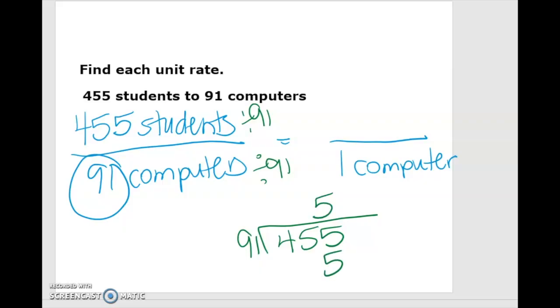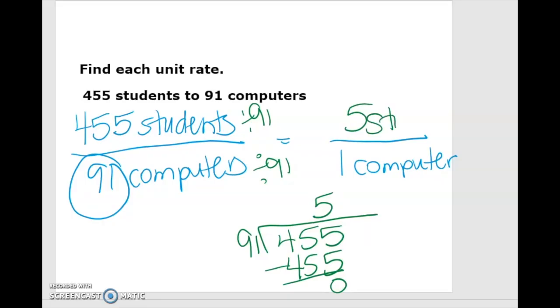5 times 1 is 5. 5 times 9 is 45. And look at that. Worked out perfectly. So we've got 5 students per computer.